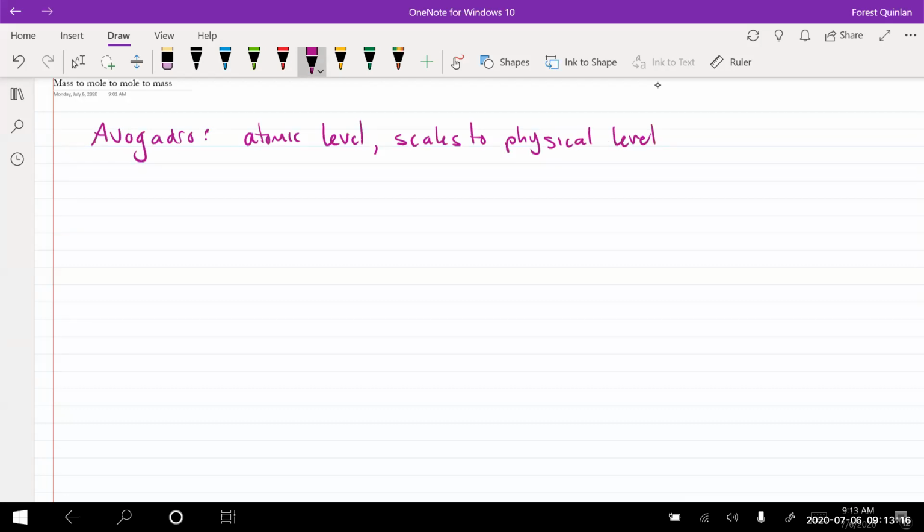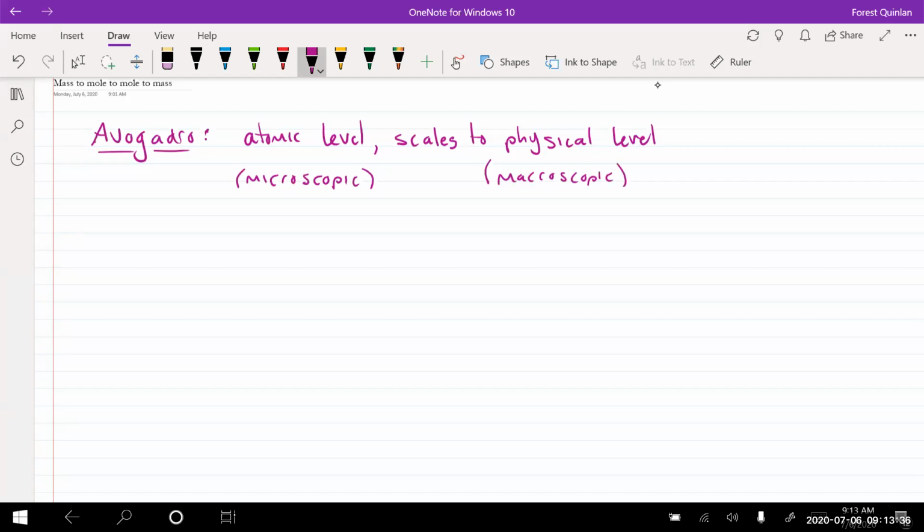So from what we can think of on the atomic level, you get a bunch of them. Now you can physically measure it. So this is your microscopic, and this is your macroscopic.